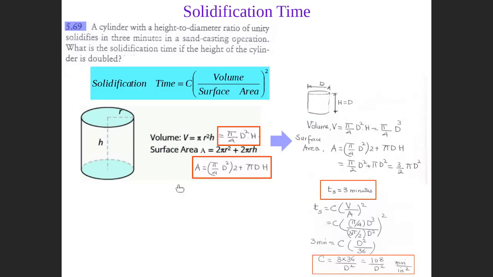Okay, let's have an example about solidification time. So solidification time, this is the equation. Let's read together and understand. A cylinder with a height to diameter ratio of unity. This is a cylinder here, as you can see. Height, this is the height. Diameter here. The height to diameter ratio is unity. This is the diameter, and this is a cylinder. Then the height is equal to the diameter.